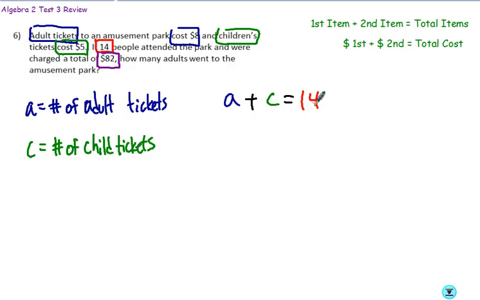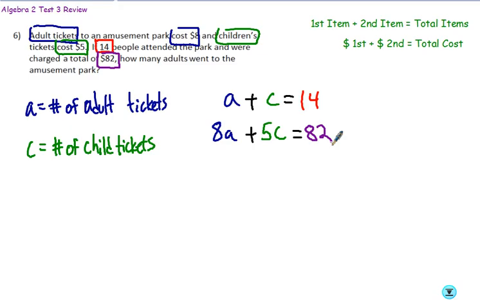Then the second line tells you the cost. So it tells you how much each thing cost. So it says that an adult ticket is $8, so that would be 8A, plus the cost of the kid ticket, so the kid ticket was $5, so we've got plus 5C, and then that equals our total cost. Well, how much total did we spend? Well, we spent a total of $82.